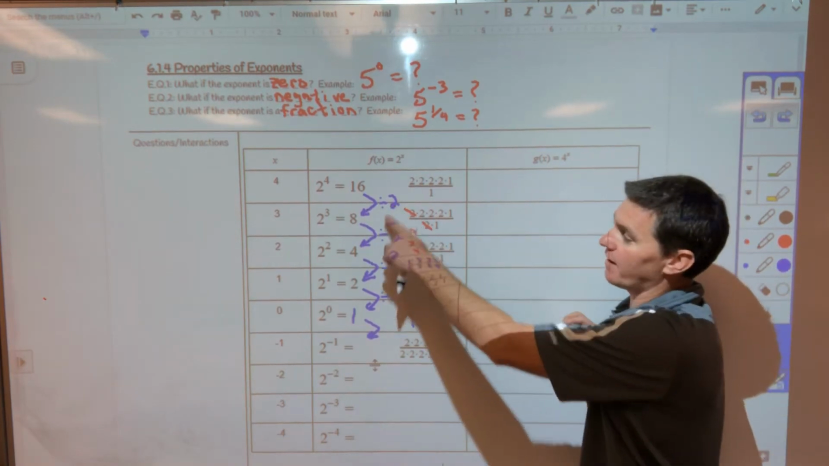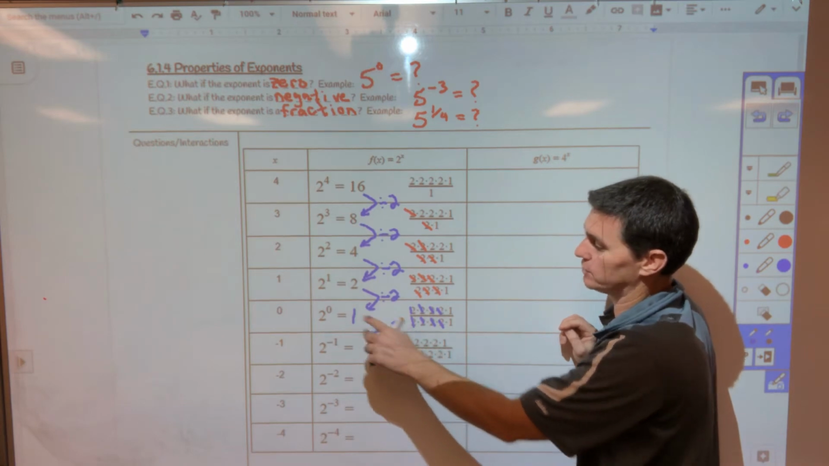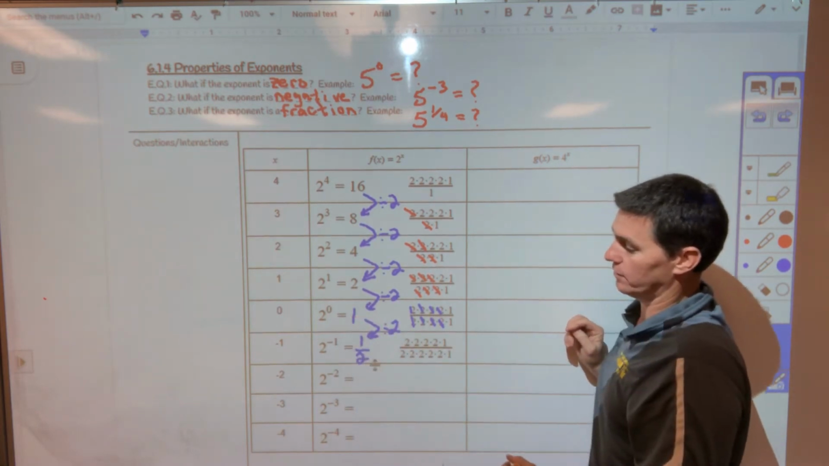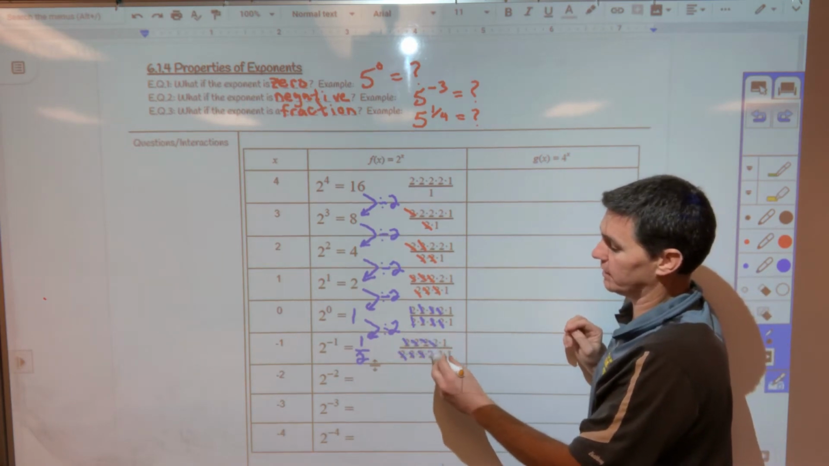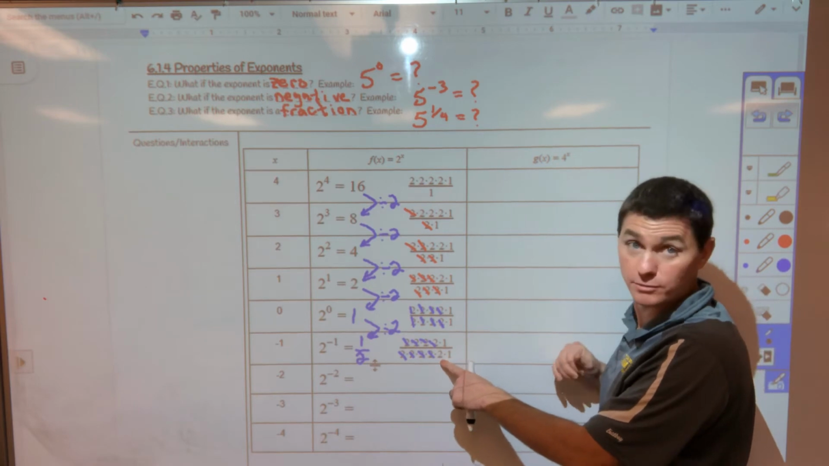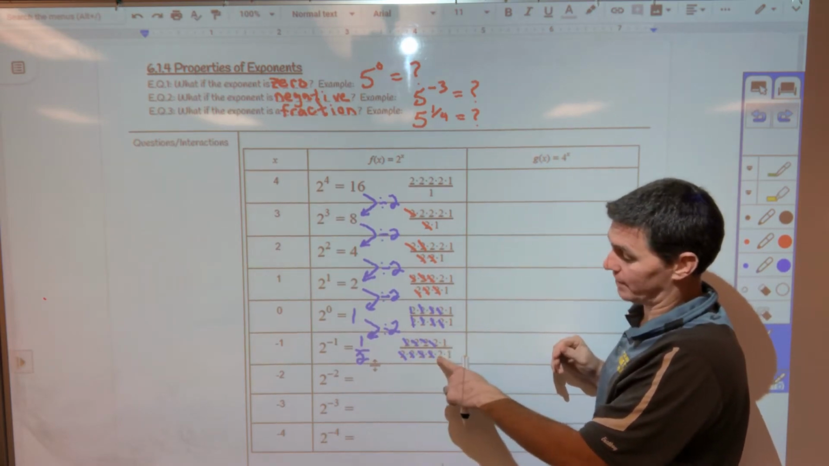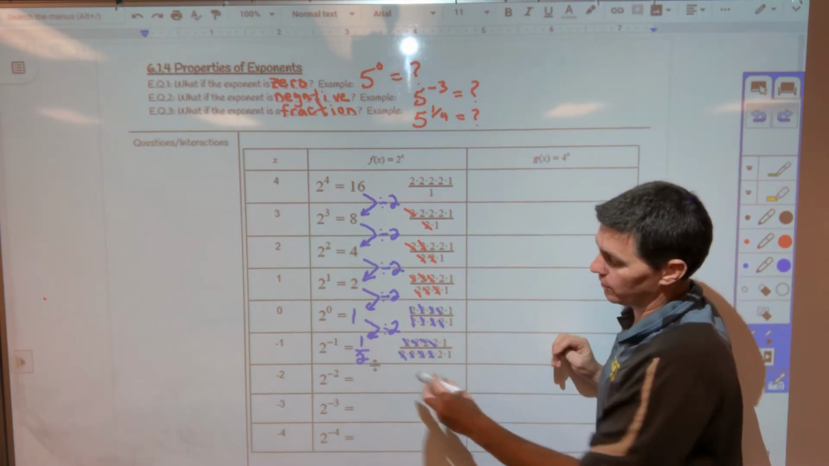Well, we've been dividing by 2 every time, so let's keep that pattern going. Divide by 2. What's 1 divided by 2? It's 1/2. And if you think about it, these all cancel. But because we divided by an additional 2, there's another 2 on the bottom. And so we've got 1 divided by 2, which gives us our 1/2. Okay, we'll keep that going.